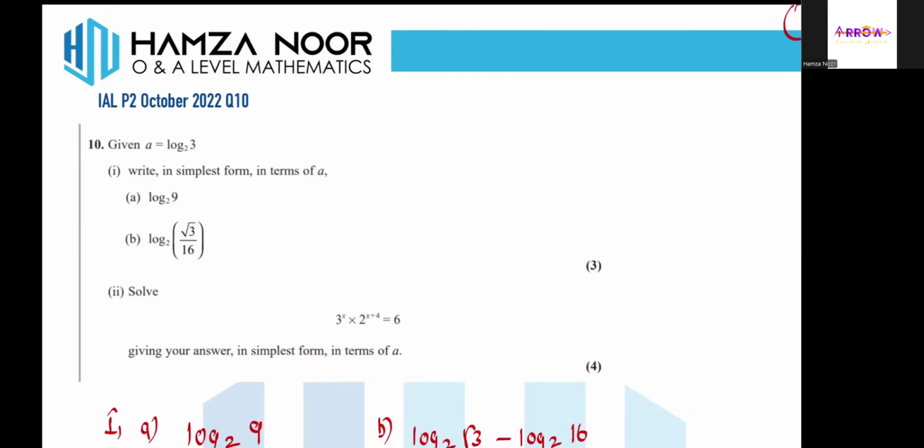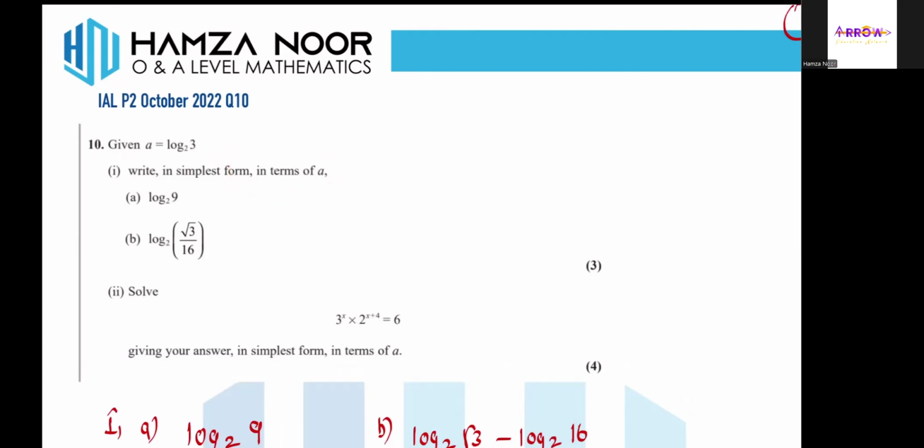International A-Level Edexcel P2 Pure Mathematics 2, and the topic is particularly chapter number 3, Exponential and Logarithms. Okay, we are doing some past paper questions for this topic, and first of all we have October 2022 question number 10. So the question says that given that a is equal to log with the base 2 argument 3, the requirement of part 1 is to write in simplest form in terms of a.